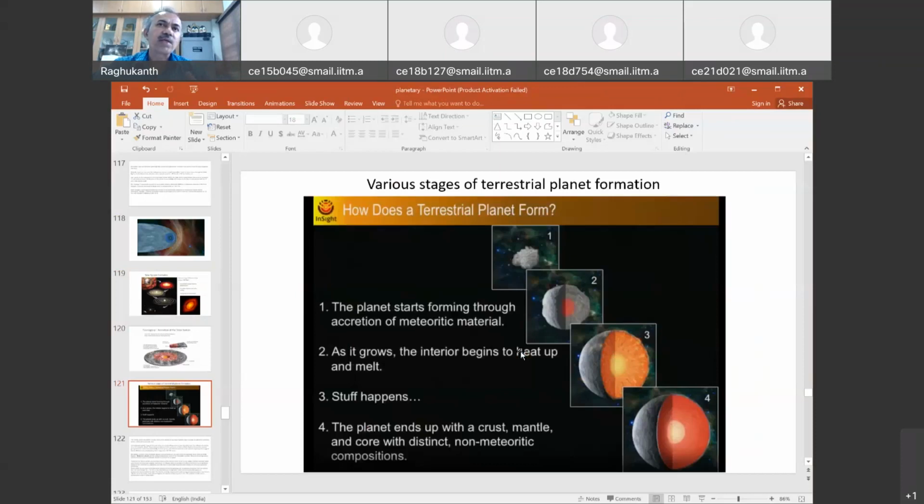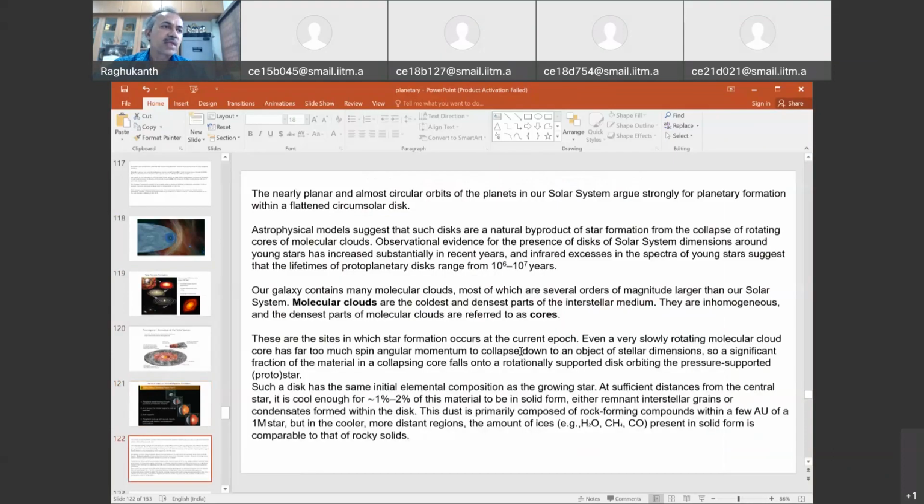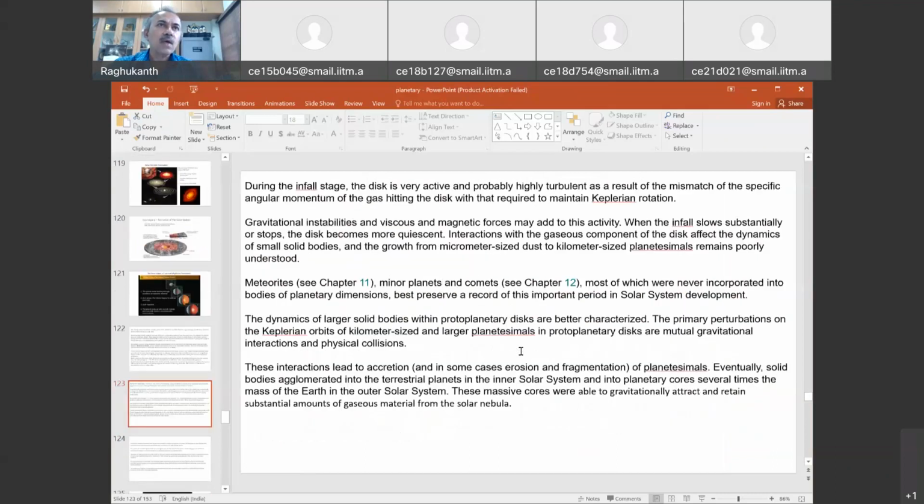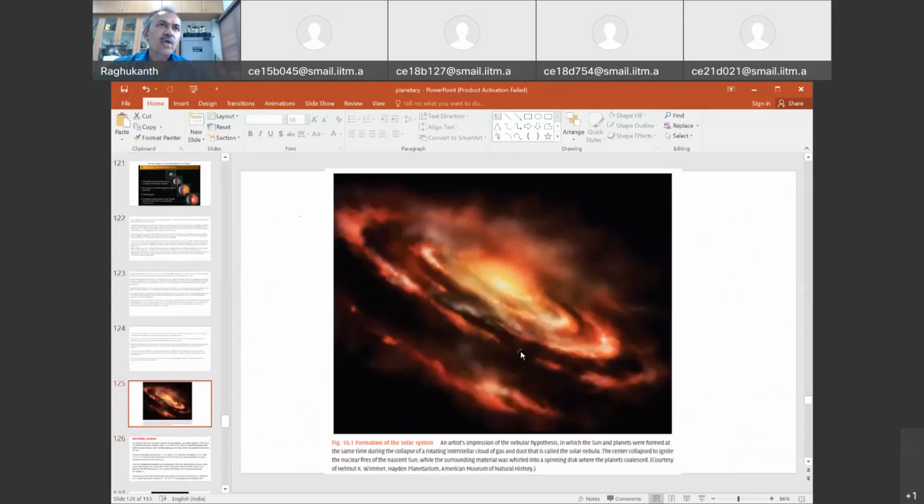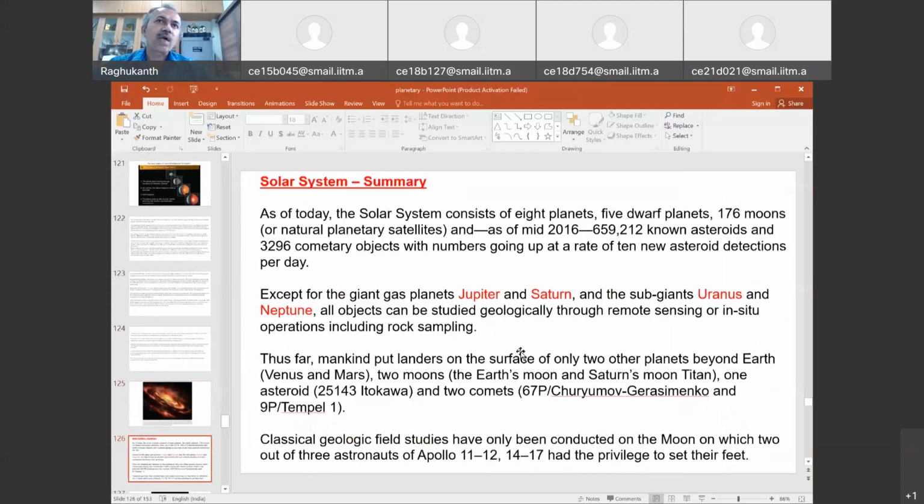Basically, the meteorites and small particles collide with one another, and because of the compactness, heat builds up inside, then the core comes, and slowly the mantle and other things, and finally we have a planet. So this we already discussed in our last class. Finally, if you see a summary of whatever we discussed last week itself.